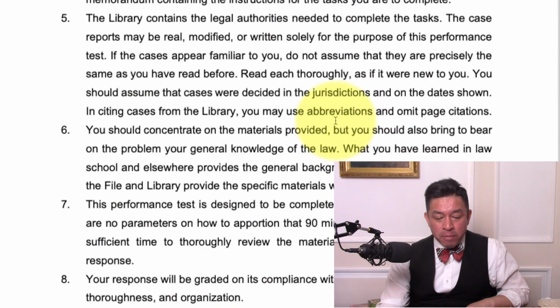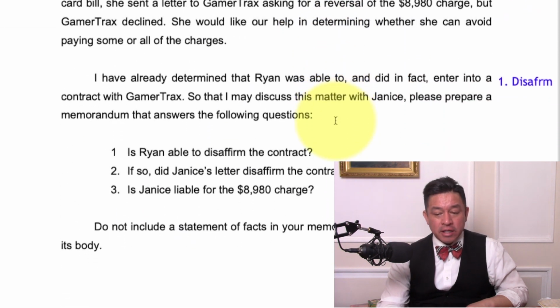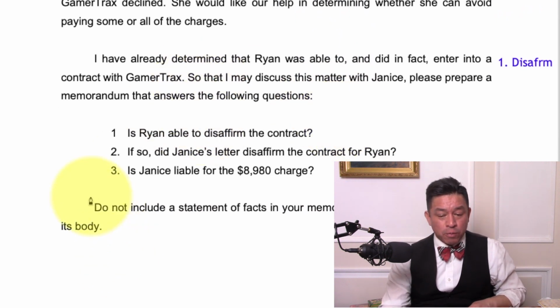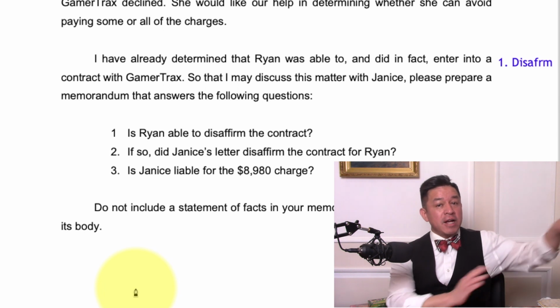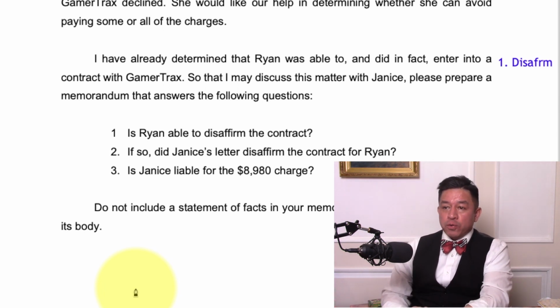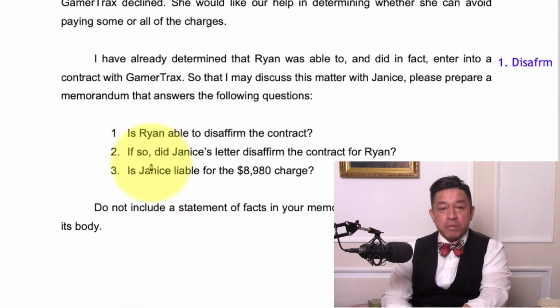I saw this performance test and I said, oh my God, this is easy. A big reason why I thought it was simple was because they gave you the major issues, 1, 2, 3. Remember, for the last exam, February 2020, the major issues were difficult to find, but here they just give them to you on a silver platter, 1, 2, 3.